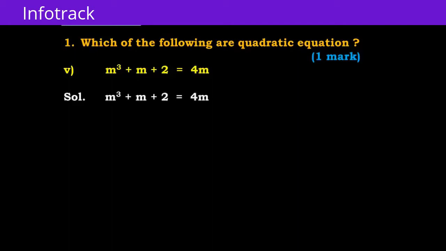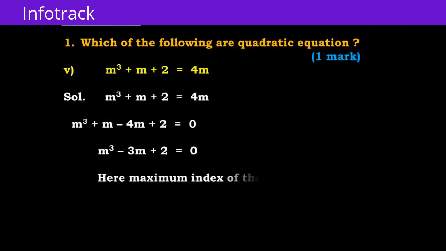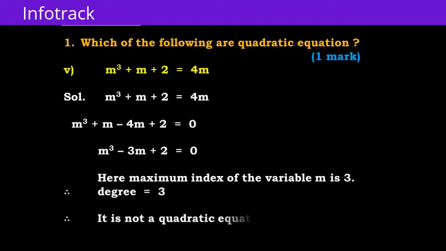So we can bring this 4m to the left hand side. So we have m cube plus m minus 4m plus 2 is equal to 0. So m minus 4m will become minus 3m. So m cube minus 3m plus 2 is equal to 0. So we can say in this equation the maximum index of the variable is 3, that is, the degree is 3. So it is not a quadratic equation.